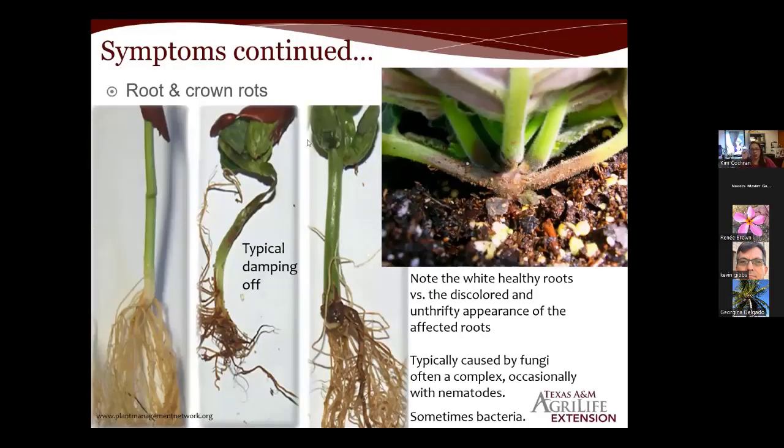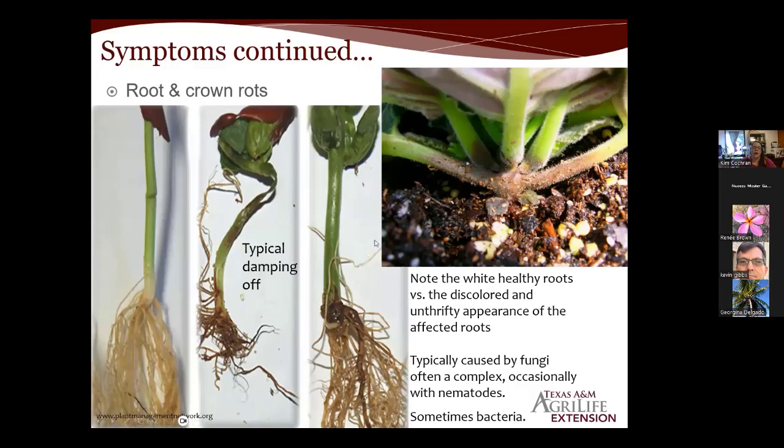All right, so some other symptoms are root and crown rots. I see this a whole lot when people are starting seed. And here on the left panel, you see a normal healthy root. In the middle, that thing's a goner. It's really badly rotted, very discolored. It looks really squishy, which it would be if you were to actually touch it. So that's a pretty severe case of damping off or root rot.